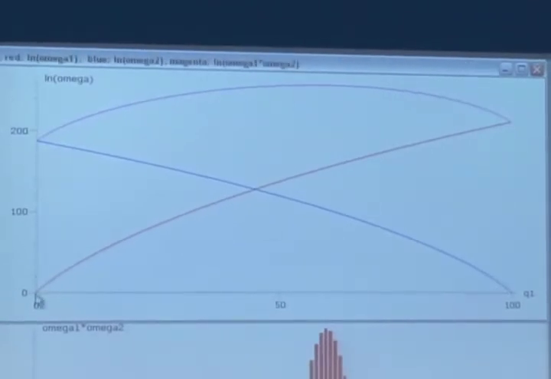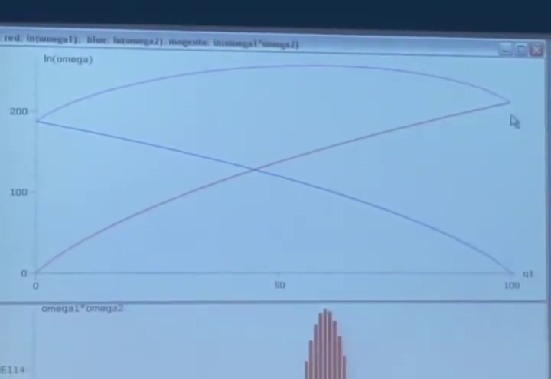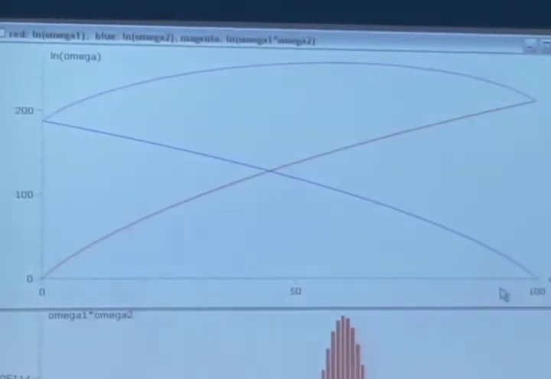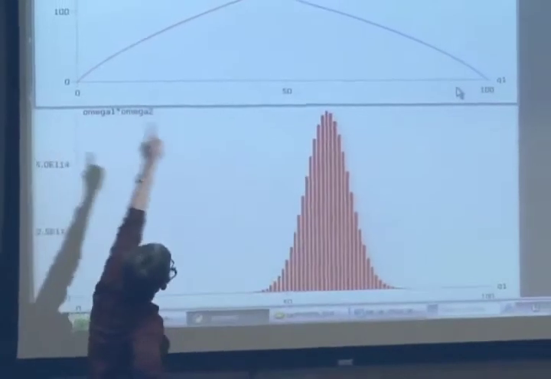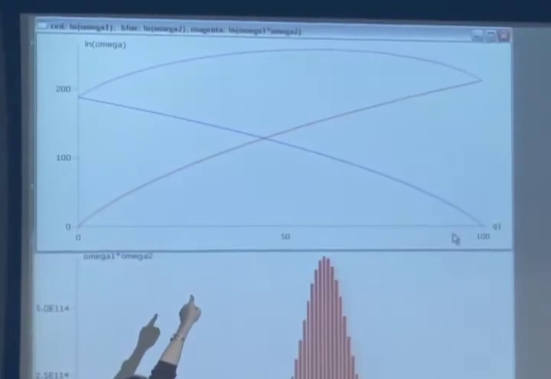What are these other two things? Well, they're going to be interesting. This red one is just the log of omega 1, the ways of arranging however many quanta are in block 1. And the blue line is the number of ways of arranging however many quanta are left in block 2. And the way logs work, omega total was the product of omega 1 times omega 2. So the log of omega total is the sum of the log of omega 1 plus the log of omega 2, right?